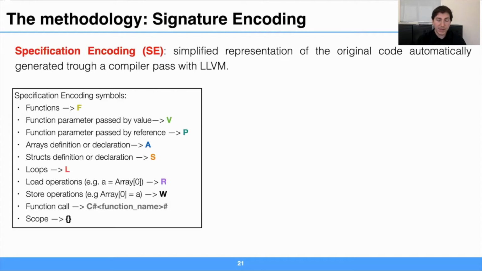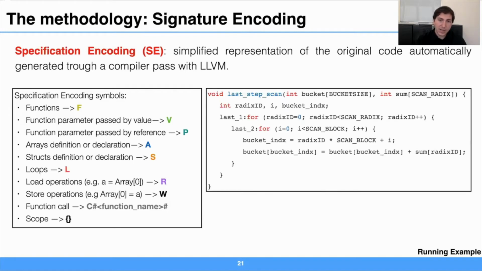This is a simplified representation, in the form of a string, of the specification of our input application. It highlights all the structure that can be targeted by HLS directives. Elements of interest in our case are functions, the parameters passed to a function either by value or as a pointer, the array allocation, struct allocation, the presence of loops, read and write operations, function calls, and the hierarchy among all those operations. So let's look at an example.